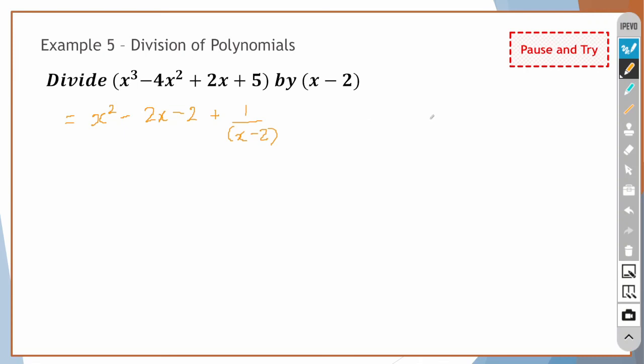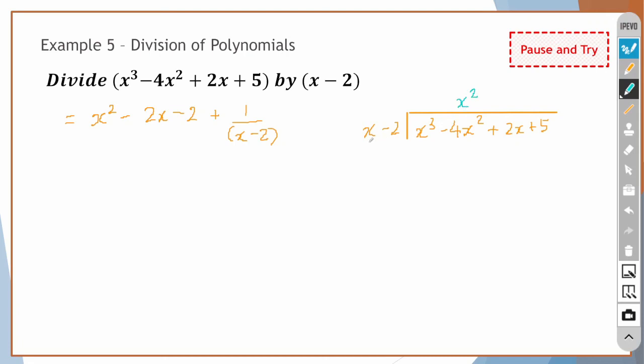So I'm going to set up the question first, just like we did in the previous example. So just like we did in example 4, we've set it up as we would a long division problem with normal integers. And now we're going to approach it with the same method we did in the previous example. So how many times does x go into x cubed? Well, it goes in x squared amount of times.